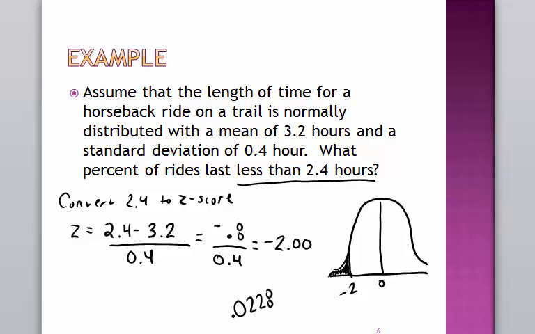Now again, as you recall, when you look up something in the table, it's going to give you the area from the number that you looked up, which in our case is negative 2, to the left, which is exactly what we need for this problem. So we are done with our answer, except that we do need to write it as a percentage. And so we'll move that decimal place 2 places to the left and write our final answer, 2.28%.